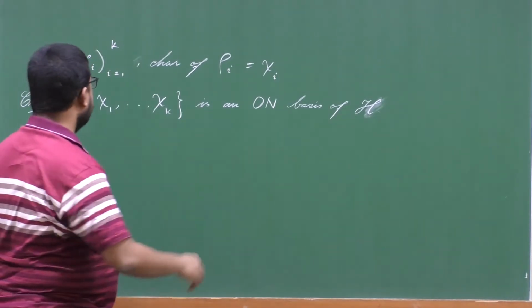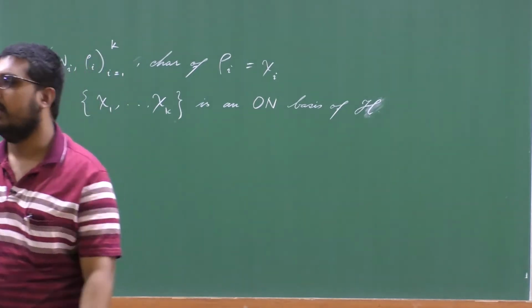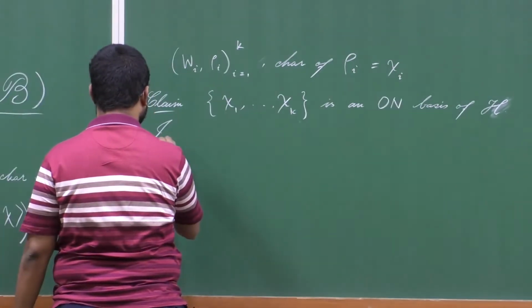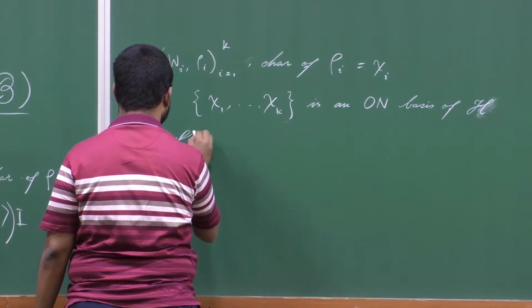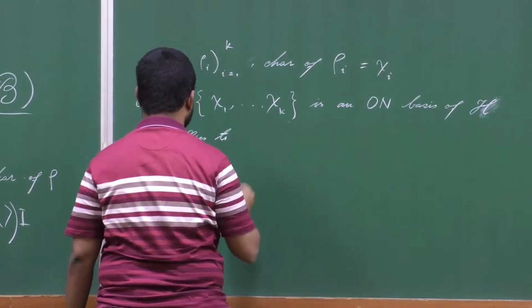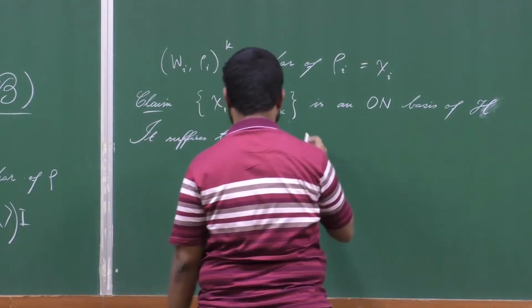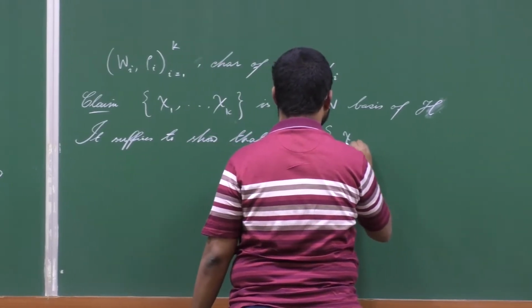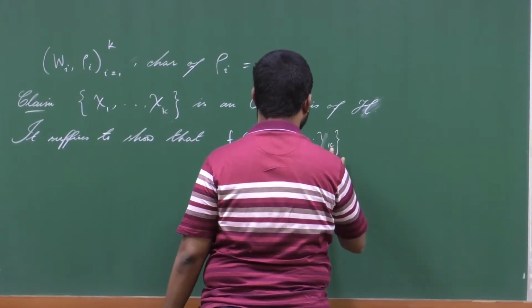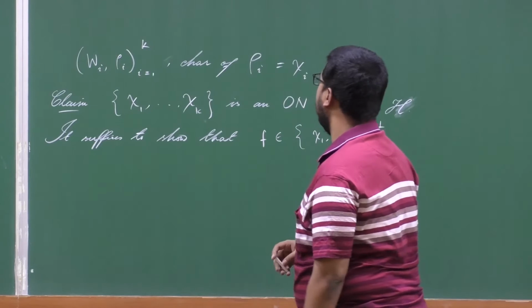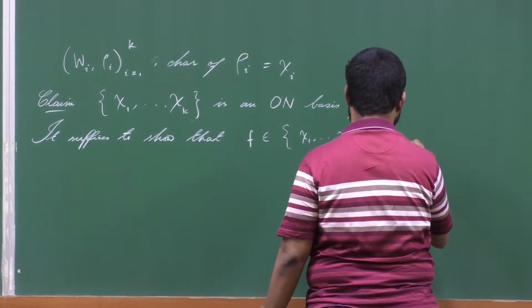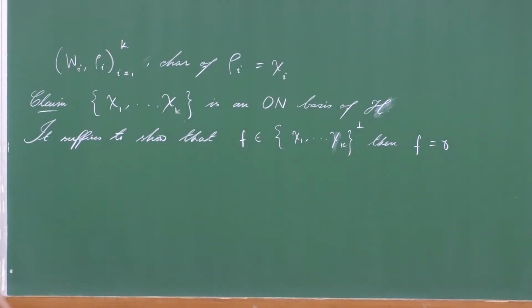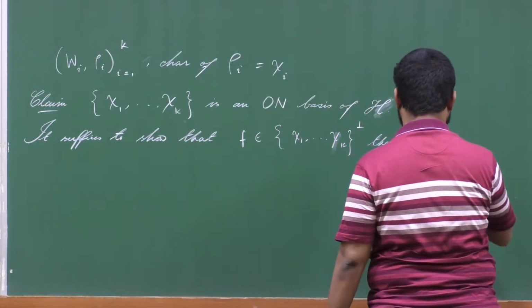How we proved it: this is an orthonormal set, which we have already argued. Now we have to show that this spans the whole of H, and the way we prove it is, it suffices to show that if f lies in the orthogonal complement of each of these chi_i's, then f equals 0. It is the constant 0 function.